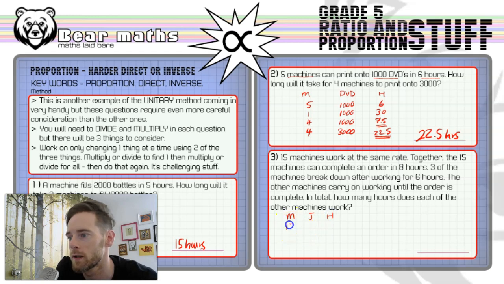So the machines are 15. The job is 1 whole job. And the hours is 8. That would be 1 whole job. 15 machines, 1 whole job, 8 hours. Picking those out from the question.